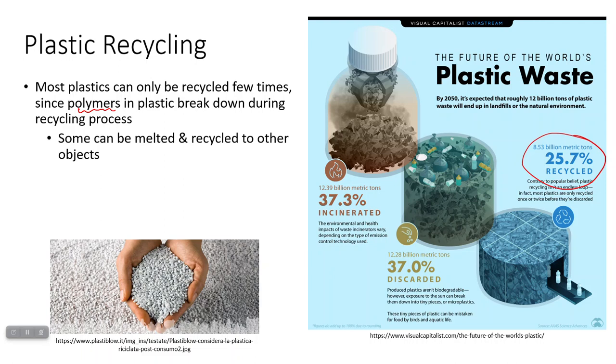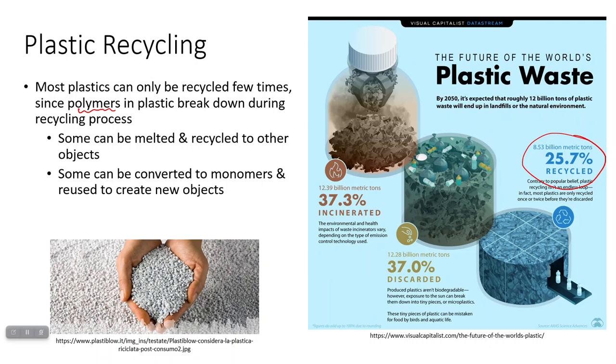Some objects can be melted and recycled to produce other objects. Some can be converted to monomers, broken down into smaller units, and those can be reused to create new objects. So here are some plastic pellets produced from recycling that can then be used to make new products. And then some waste plastic can be converted to fuel oil because, remember, originally plastics were made from petroleum products.